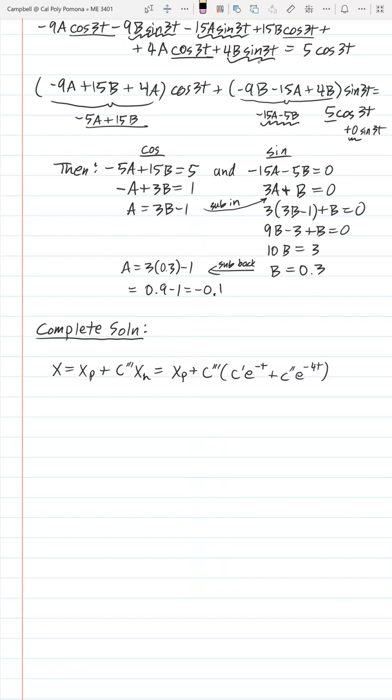And so, of course, that's just equal to xp. Here, I'm just going to stick with xp for a second. I don't know why my eraser's having trouble coming up. Come on, eraser, be good.